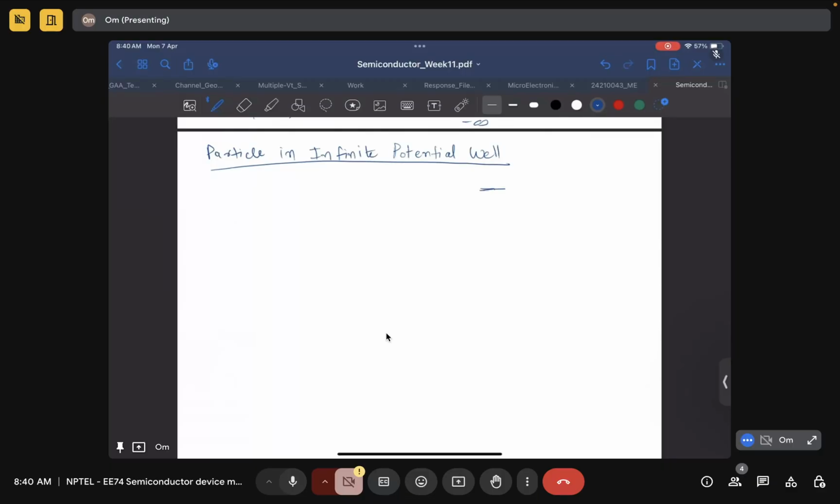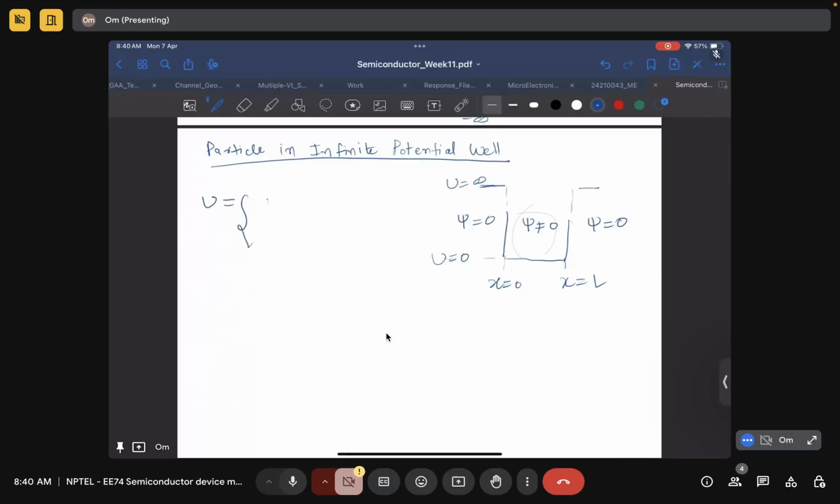So infinite potential well, let us assume we have a potential well like this, where here potential is infinite and here potential is 0. This is x equals to 0 position, this is x equals to L, and your particle is inside this. So you have some non-zero wave function here, and wave function here will be 0. So these are the boundary conditions that we will be using. So we can write the potential as 0 for x between 0 and L, and potential is infinite elsewhere. Similarly, we can write the wave function as 0 when x is less than or equal to 0 and x is greater than or equal to L. We have to find what is the formulation of psi between x equal to 0 and x equal to L, elsewhere it is 0.